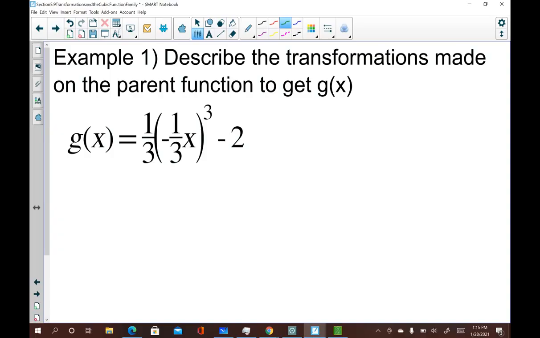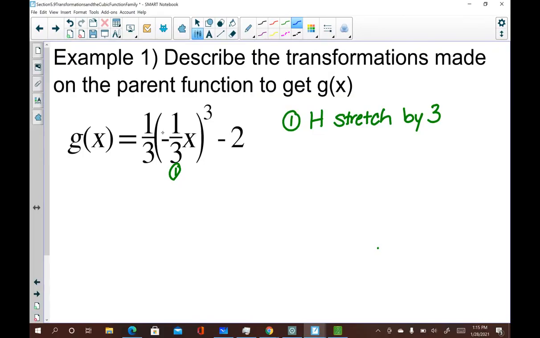So the first one I actually have to describe is this 1/3 on the inside. That's a horizontal transformation. And on the inside, we know that we always deal with the reciprocal. So whatever this is, it's going to happen by 3. If it's happening by 3, it's getting bigger. So we're going to say it's a horizontal stretch by a factor of 3.